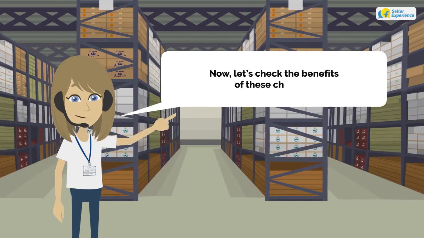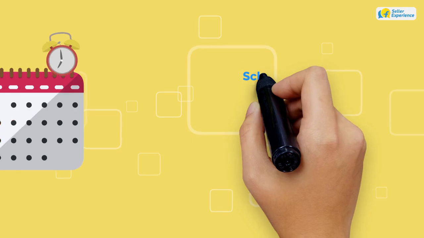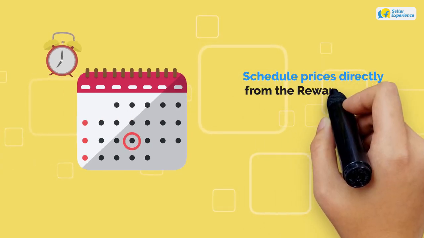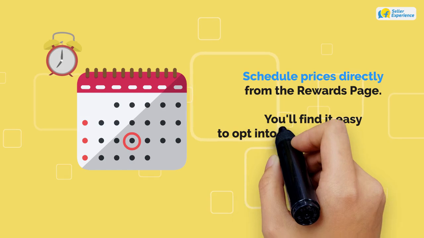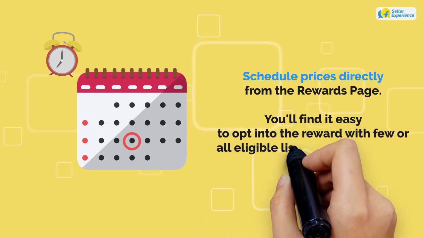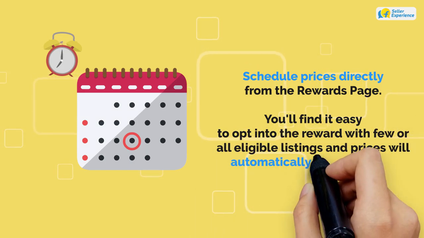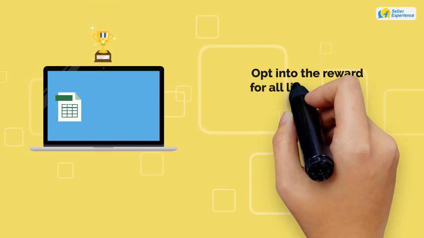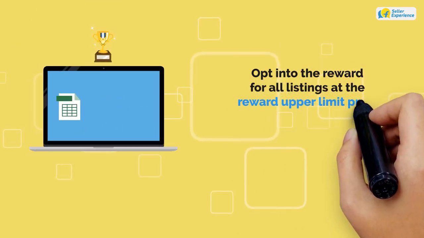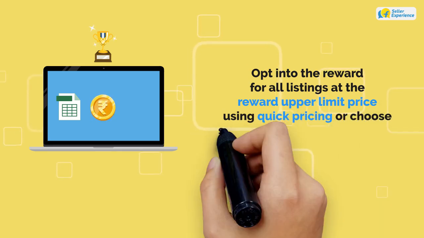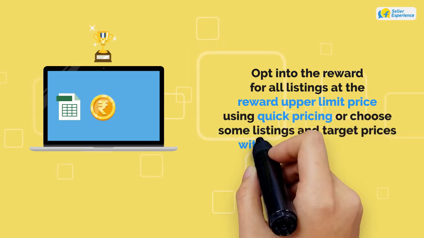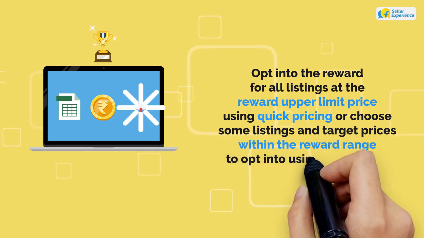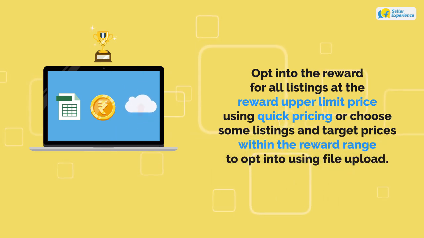Now, let's check the benefits of these changes. You can now schedule prices directly from the rewards page. You will find it easy to opt into reward with few or all eligible listings, and prices will automatically be scheduled. You can opt into the reward for all listings at the reward upper limit price using quick pricing, or choose some listings and target prices within the reward range to opt into using file upload.